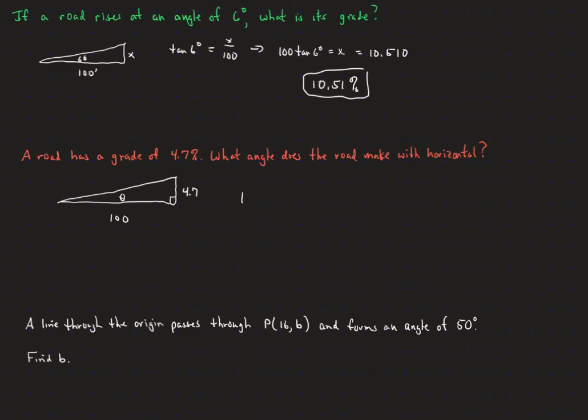So that means that the tangent of theta will be 4.7 over 100. And that means that theta will be the inverse tangent of 4.7 over 100. So I'm going to go inverse tangent of 4.7 divided by 100, and I'm getting 2.691 degrees, so I'm going to call that 2.7 degrees.